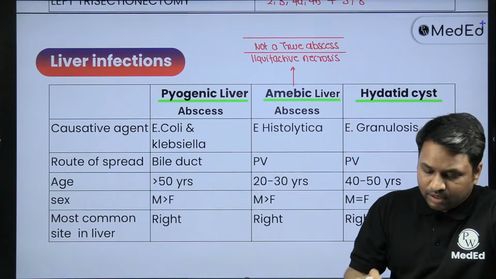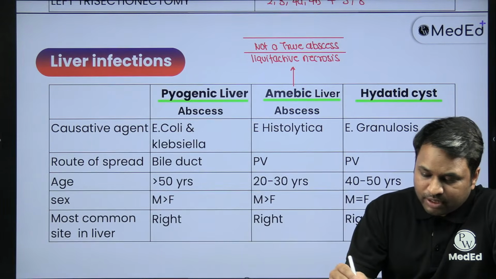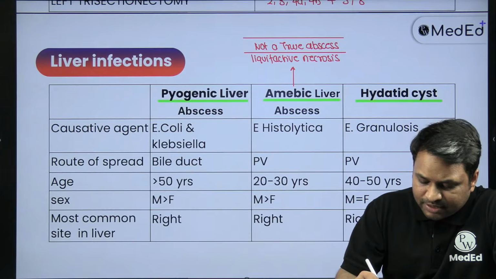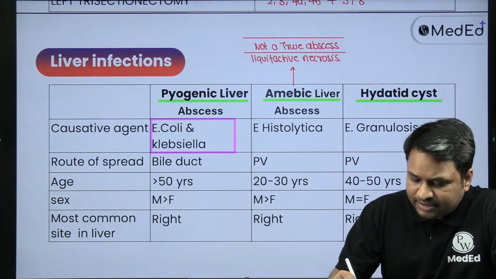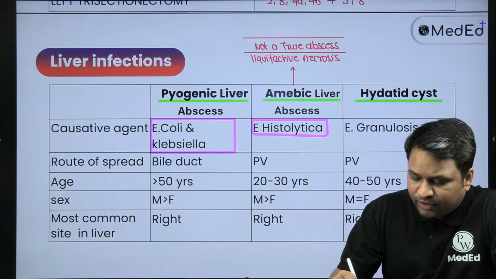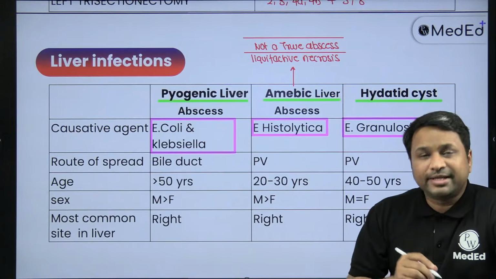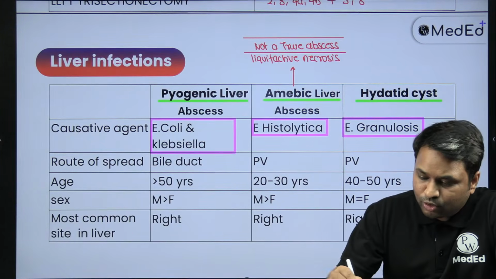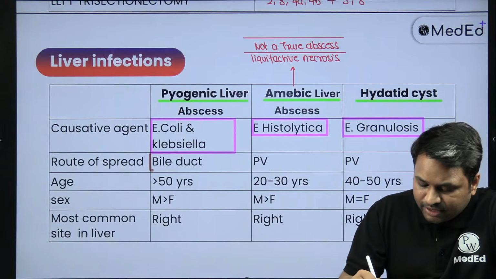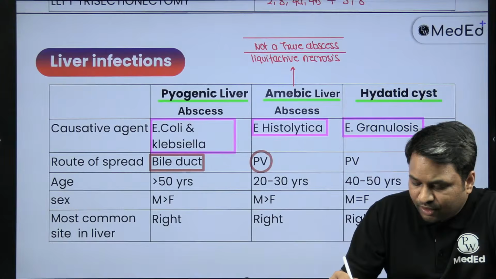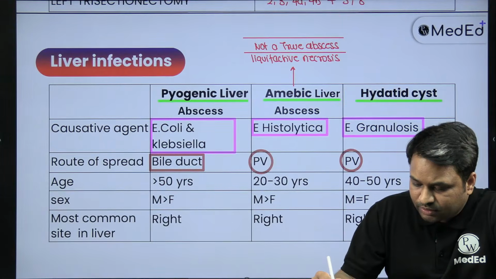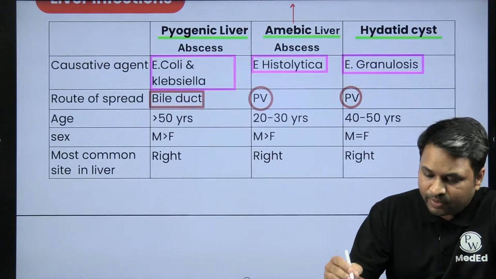All right. Now, the causative agent for pyogenic liver abscess is E. coli and Klebsiella. For amoebic liver abscess, it is Entamoeba histolytica. And for hydatid cyst, it is Echinococcus granulosus. How do they spread to the liver? The most common route of spread for pyogenic is via the bile duct. The other 2, the parasites, usually spread via the portal circulation.